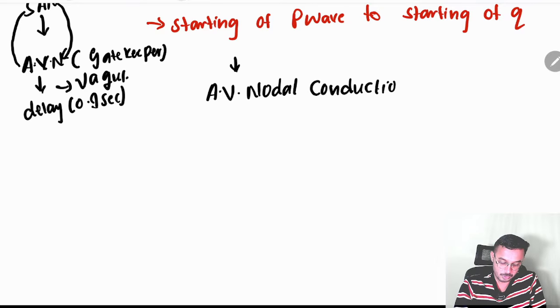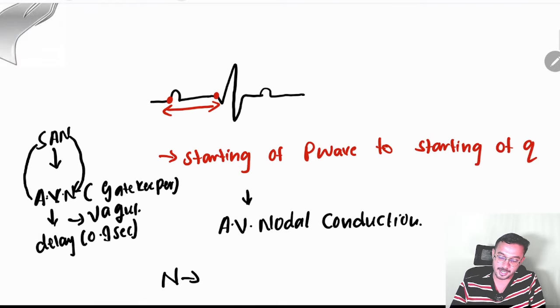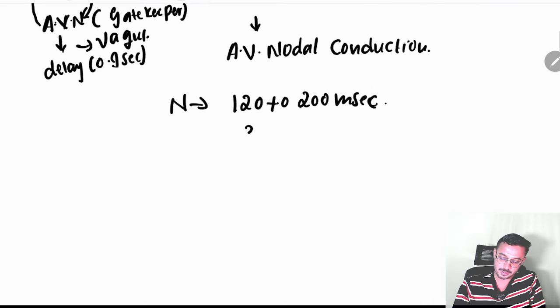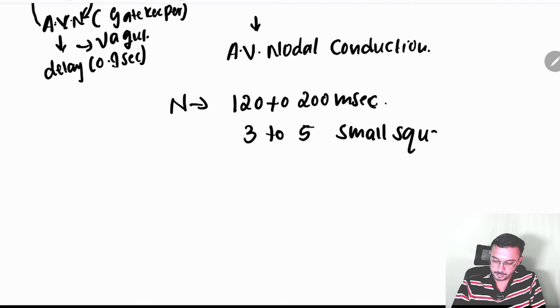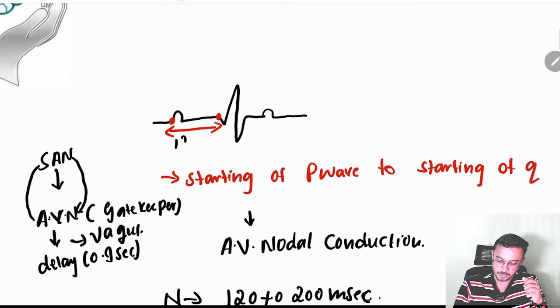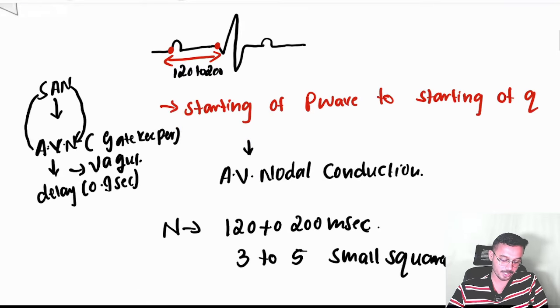Conduction. Now let's discuss the normal PR interval, which I have marked here. Normally the PR interval is 120 to 200 milliseconds, which in small squares is 3 to 5 small squares. Why is this value important? Normal PR is 120 to 200 because we'll be reading conditions like short PR interval and prolonged PR interval. So that's why this is important.